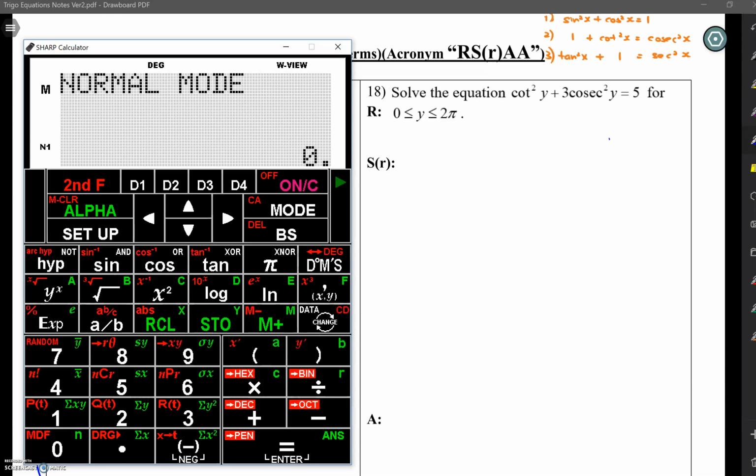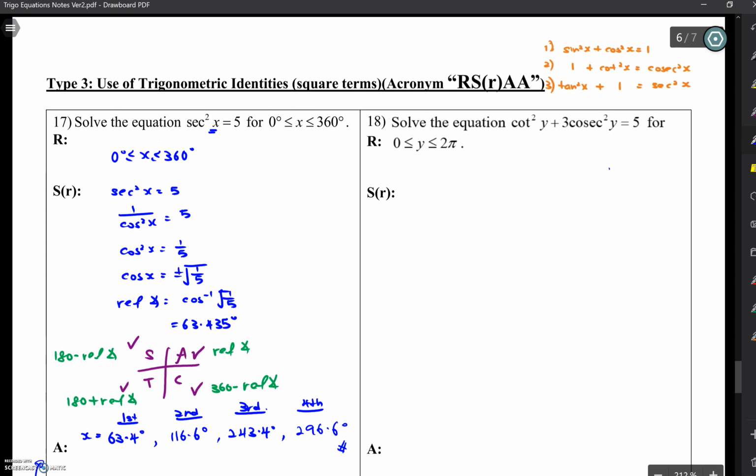Okay, now for question number 18, we will start to use some identities. For this question 18, you'll realize that here, not only do I see cotangent square y, I also see cosecant square y. If you look at the identities again, which is the particular identity that has cotangent square and cosecant square? I hope you can answer this. It's actually the second one. Here you can see it's this one. So I can just use the identity.